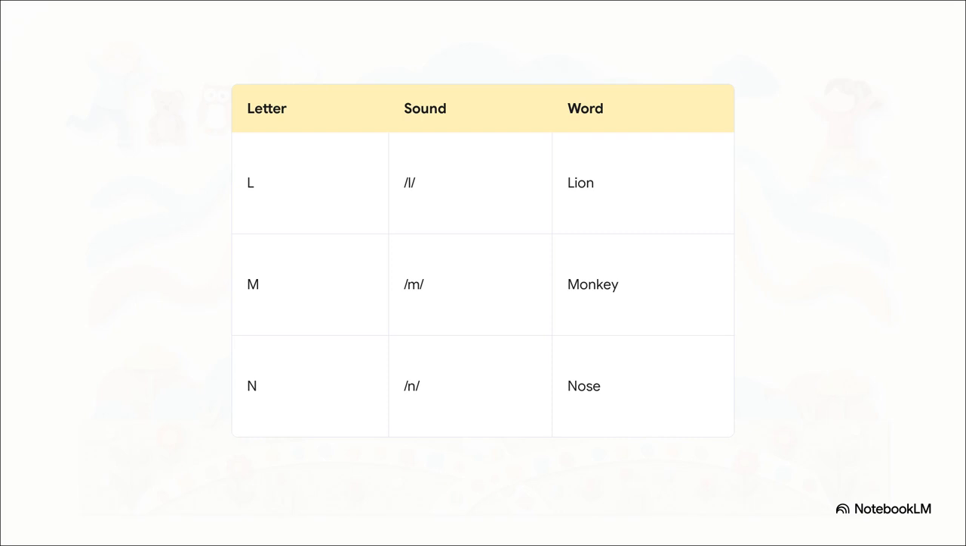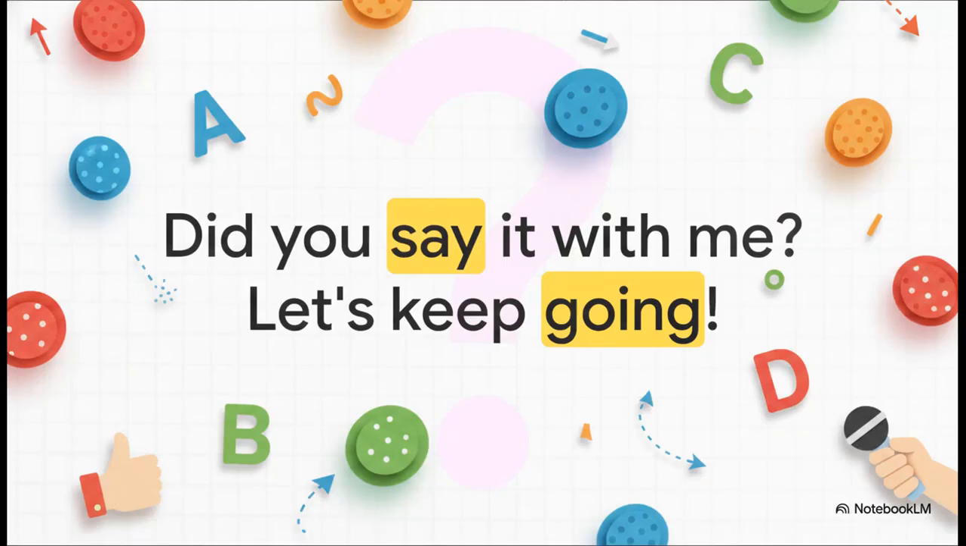Then we move to the nasal sounds. Your lips come together for M, monkey, and your tongue blocks the air for N, nose. Ensure you're repeating these with me. You can literally feel how the sound vibrates right in your nasal cavity. Did you say it with me?